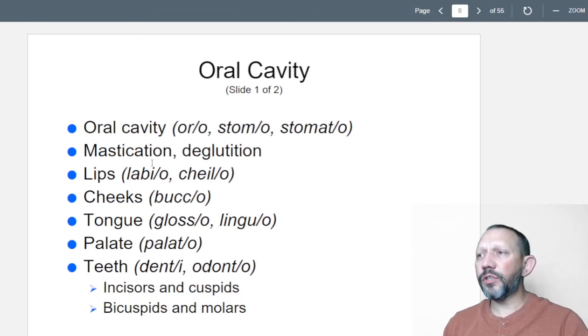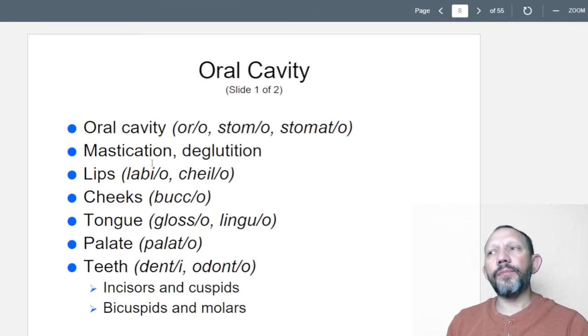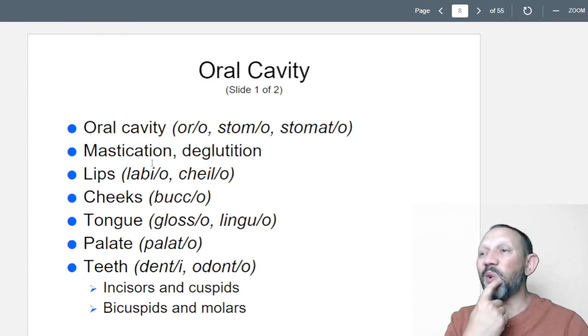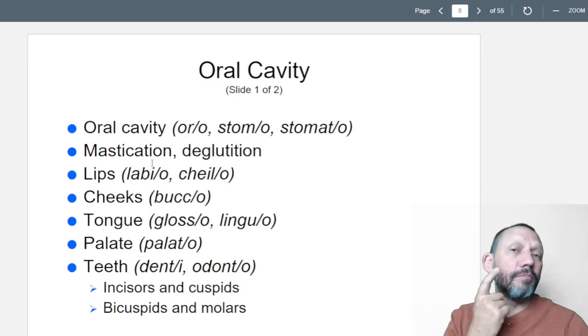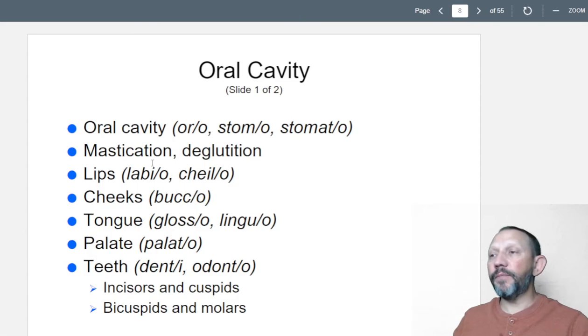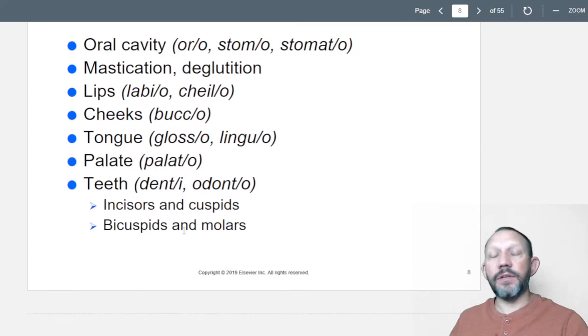Oral cavity, stoma. So stoma means opening, right? So we would get stomas through here, right? Mastication, deglutition, we talked about that. Labio or chilio is more on the lips and the sides. Cheeks, the bucco, the buccinator is a muscle in through here. Glosso or lingual is the tongue.